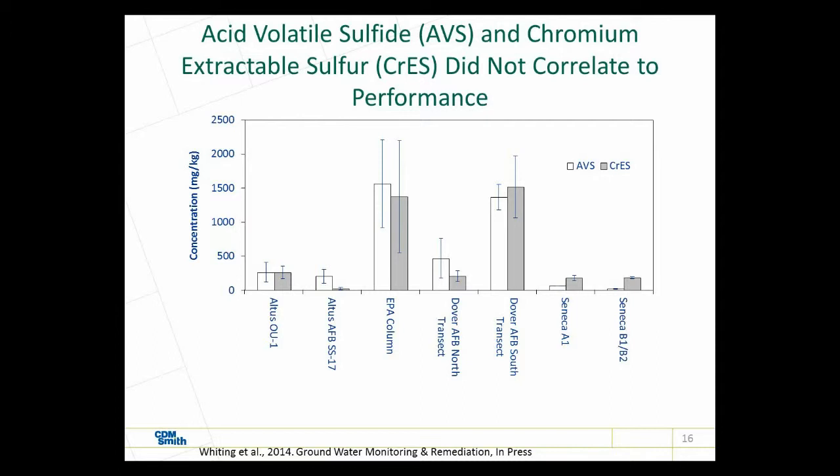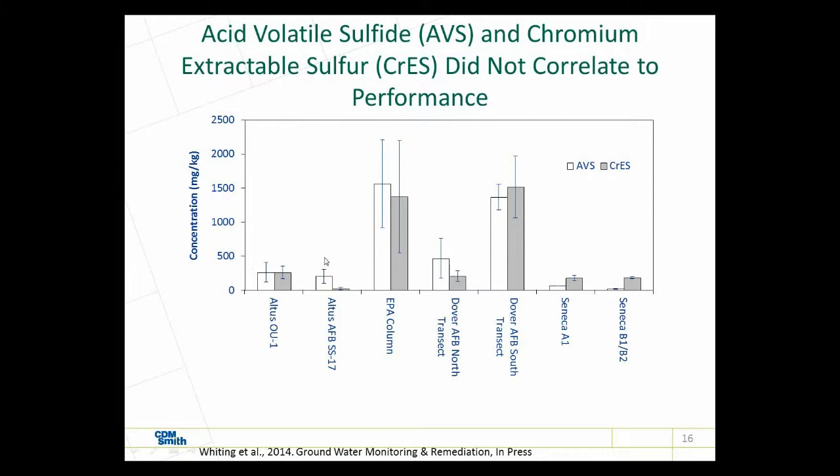And it has some value, but in the research that we did, we found it didn't have a correlation with biogeochemical transformation. We found out that in certain cases, such as the EPA column, we did have high values of the AVS and CRES, and this had high removal rates and a high abiotic fraction, but we also saw high, similar values of these two parameters at Dover Air Force Base, where we had low rate constants and a low F-abiotic fraction.